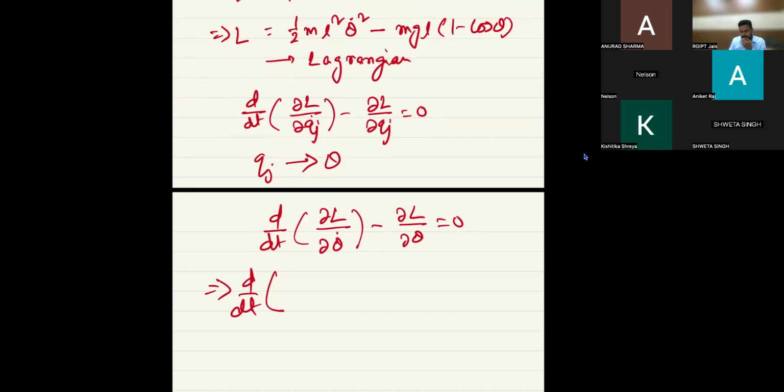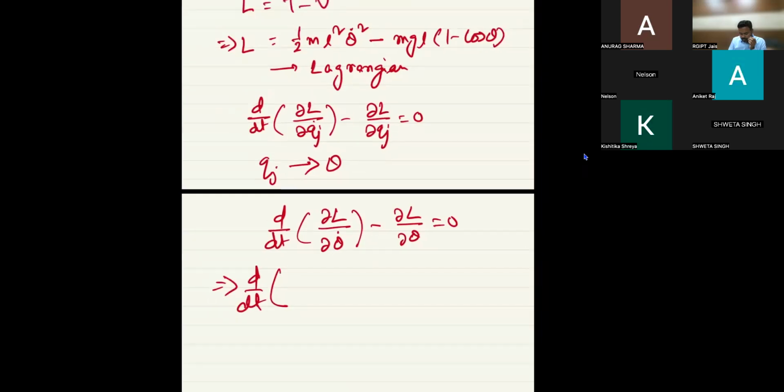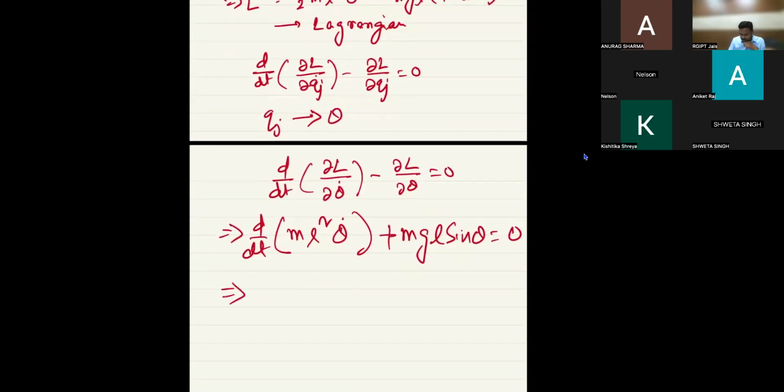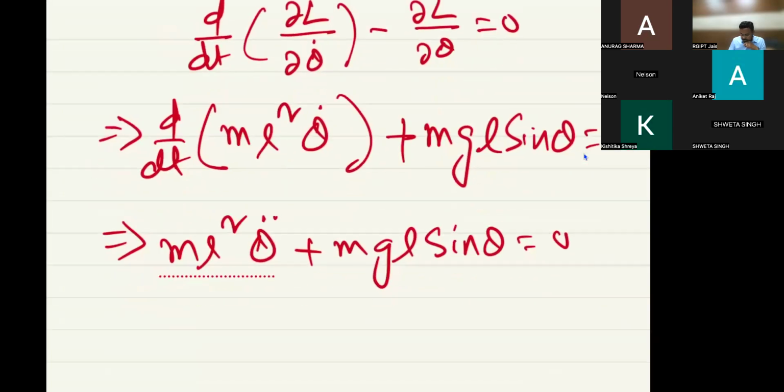ml square theta dot. Yes, ml square theta dot. This should not take this much time to compute. ml square theta dot, right? And what is the value of del L/del theta? mgl sin theta. But then this will be plus, right? This is equal to 0. Yes. So what we get from here? ml square theta double dot plus mgl sin theta is equal to 0.